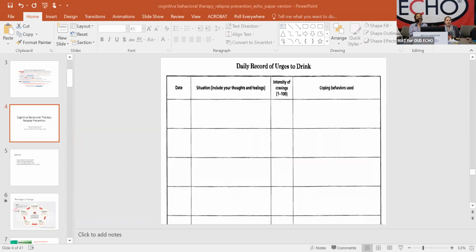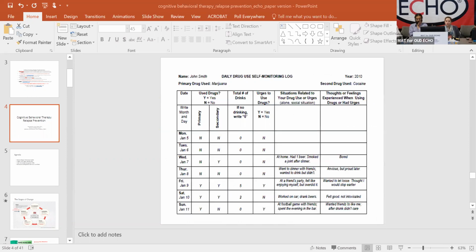There's a couple different types of logs that you can use, but this is really just a core skill to help people first and foremost identify what and how much and how frequently they're using, because we can't help people start to decrease if we don't know their baseline. But then once we're there, to help them start to tie it to triggers.